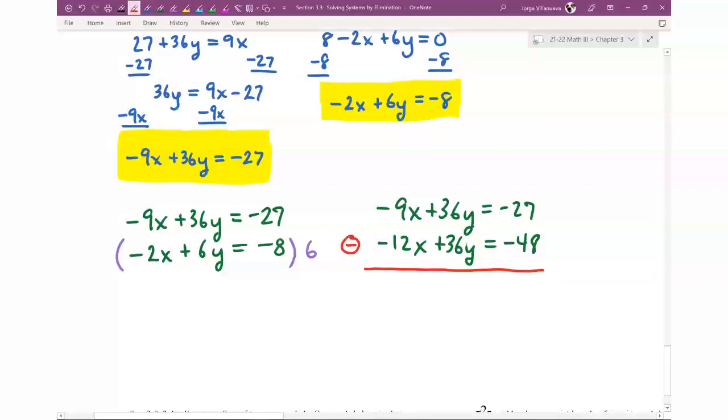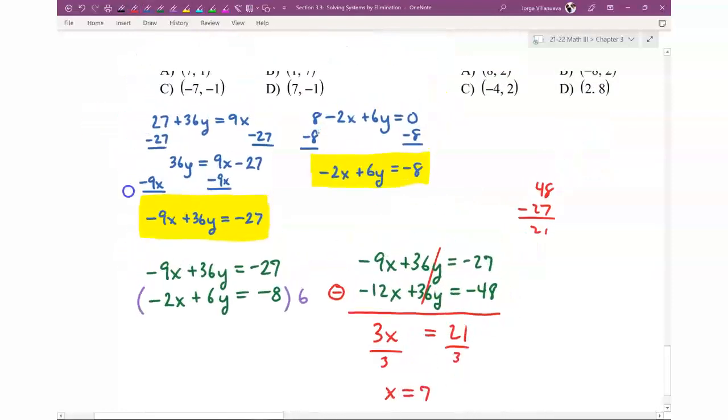Now let's do the x's first. Negative 9 minus a negative 12. What does that give me? So it's minus a negative. That's plus, right? Negative 9 plus 12. 3, thank you. This cancels. Equals to negative 27 minus a negative 48. I don't know that off the top of my head. So let me see. What is that? 21. So there you go. So what's x equal to? Yep. So let me write divided by 3 here. So x is 7.